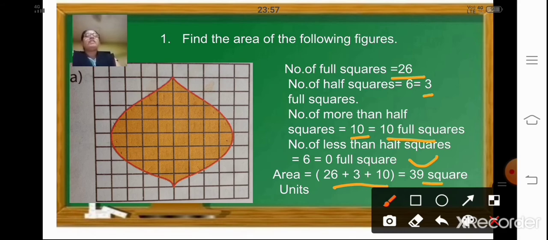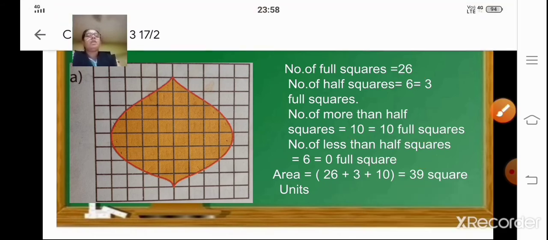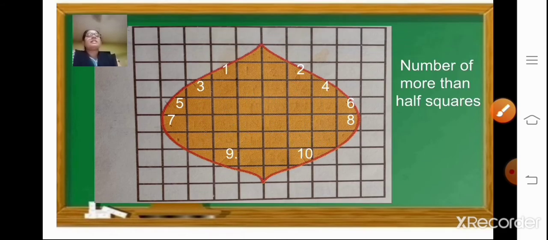So what is the area of this figure? The area, that is the total space occupied by this figure, is 39 square units. Okay. Now let us go to the next figure.